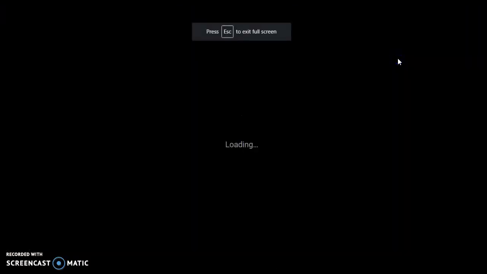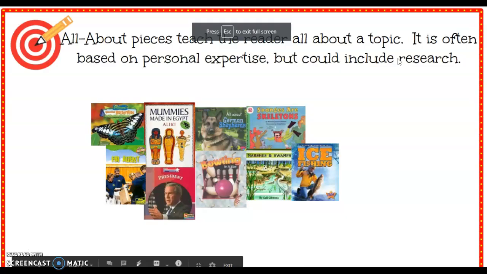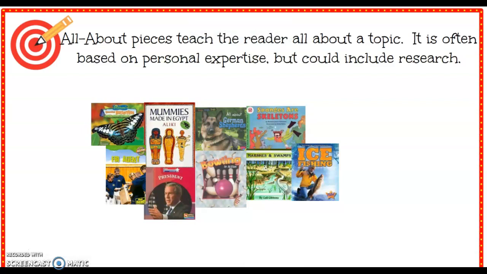You're going to do day by day, follow the timing, and each day there'll be different things that you need to finish to move along to the next day and stay on pace. So all about pieces, all about mummies, all about ice fishing, all about presidents. You can see these are informational books that tell specifically about a topic.